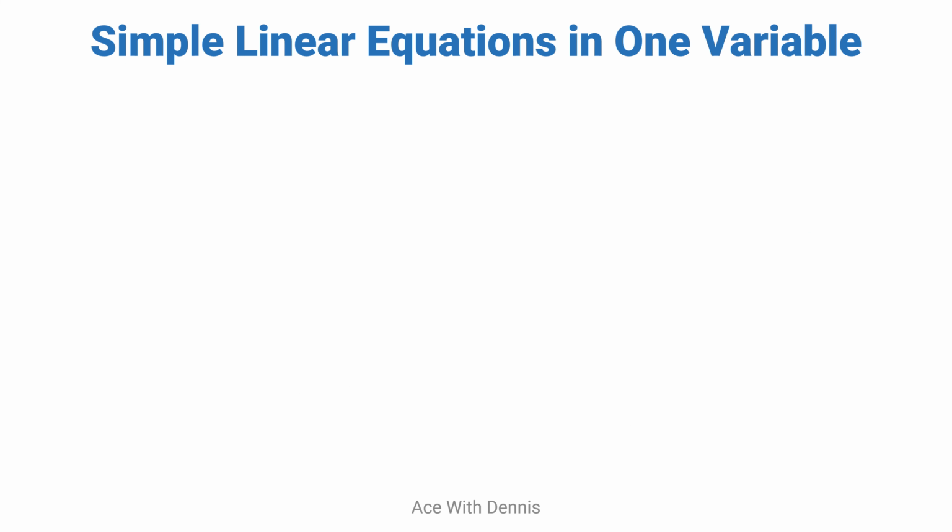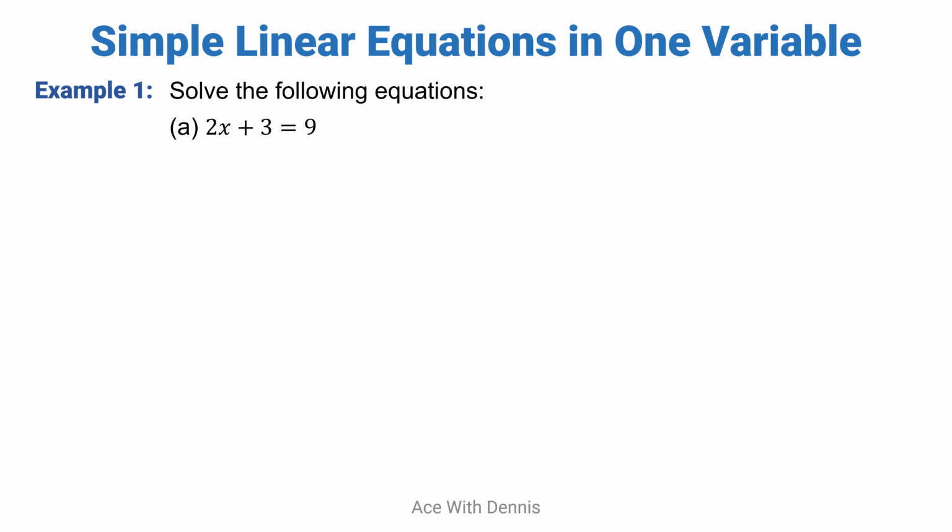Now, let's solve some simple linear equations using the 4 basic rules that we have just discussed. We will mainly use the alternative 4 basic rules. Example 1. Solve the following equations. A. 2x plus 3 equals 9. B. x over 2 minus 3 equals 9. C. 5 minus 3x equals negative 7. And D. x over 2 plus 1 over 5 equals 6.